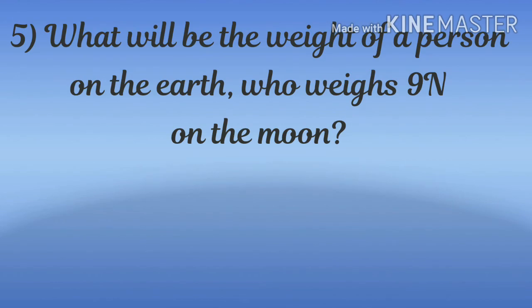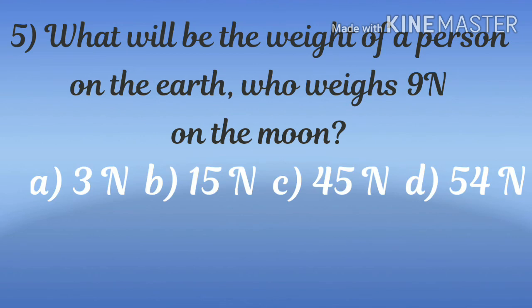Question 5. What will be the weight of a person on the earth who weighs 9 Newton on the moon? And the options are A 3 Newton, B 15 Newton, C 45 Newton, and D 54 Newton. Correct answer is option D, that is 54 Newton.